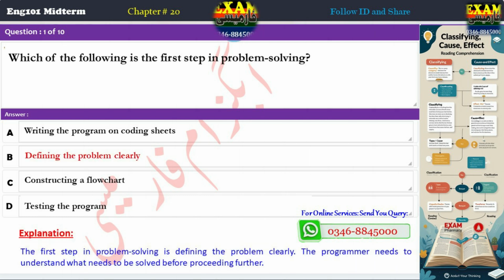Correct answer, B. Defining the problem clearly. Explanation. The first step in problem solving is defining the problem clearly. The programmer needs to understand what needs to be solved before proceeding further.